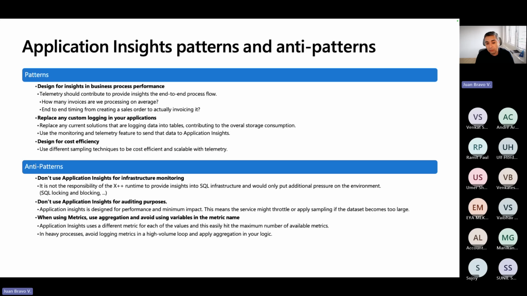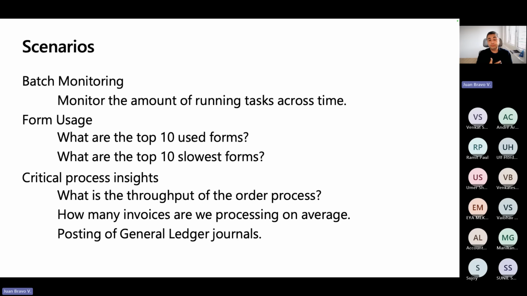Application Insights uses different types of metrics and different values, and this is the right solution to capture different types of applications, especially from Microsoft. So the recommendation is to start transitioning to this type of monitoring, and we're going to become much more efficient in the near future. Typical scenarios we have discussed: batch monitoring, form utilization, critical processing insights. What is the throughput of the order processing? How many invoices are we processing on average? Posting of general ledger journals. So all types of scenarios we can start putting together in Application Insights.